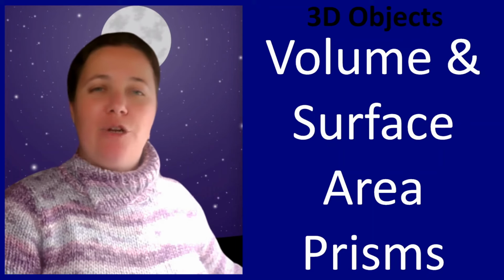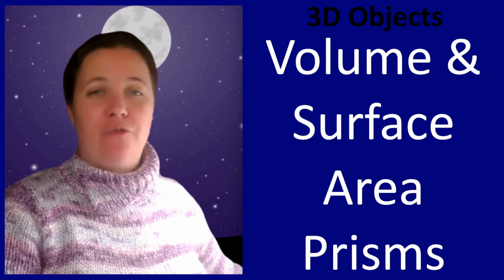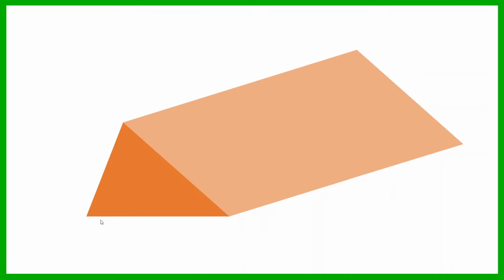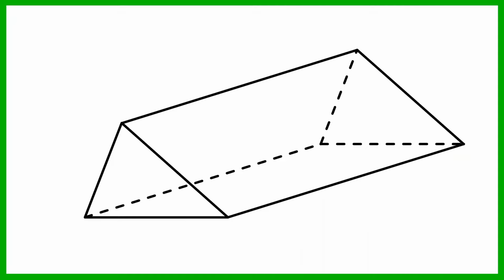Hi, today we're going to be learning how to find the volume and surface area of prisms. First, I want to remind you about what prisms are. A prism is a 3D object that has the same shape on both ends, which is the base shape.